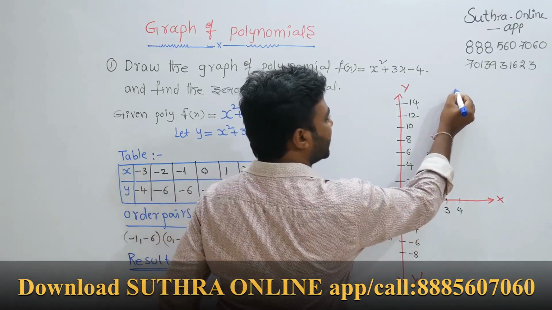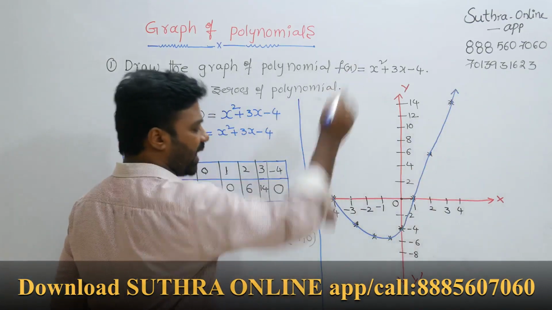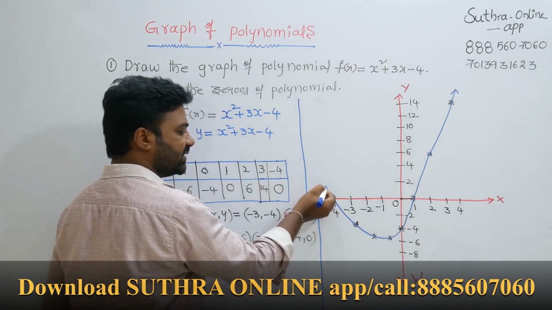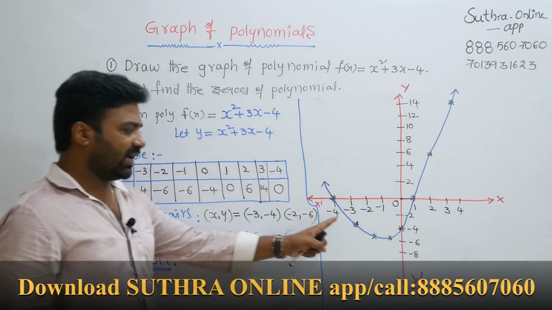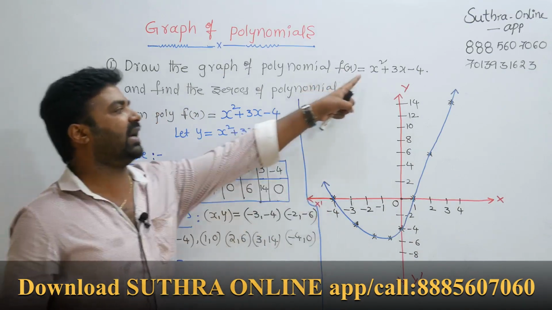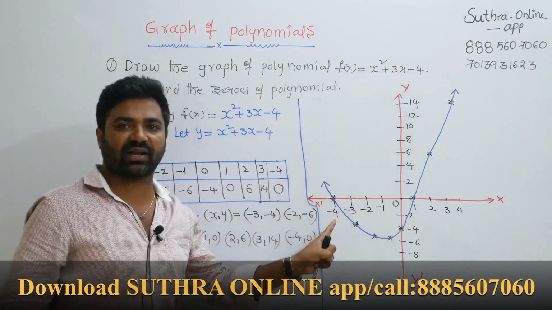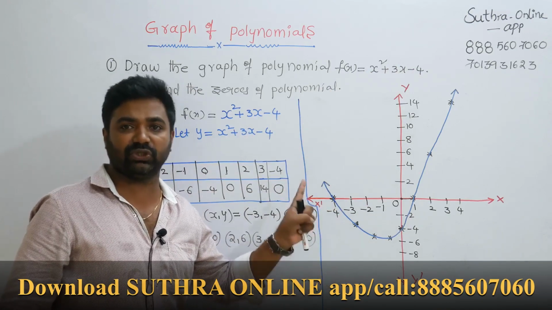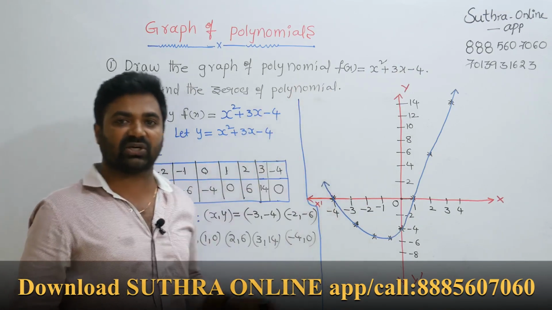We can draw it. See, we can take some extra points. That's why you have to keep the arrow symbol. So if x equal to, if you take the next number, it will increase. That's why we keep the arrow mark compulsory. So it is the graph of the polynomial x square plus 3x minus 4. So it is a quadratic polynomial. It is a U-shaped curve. Okay, now we can say it is an open curve also.